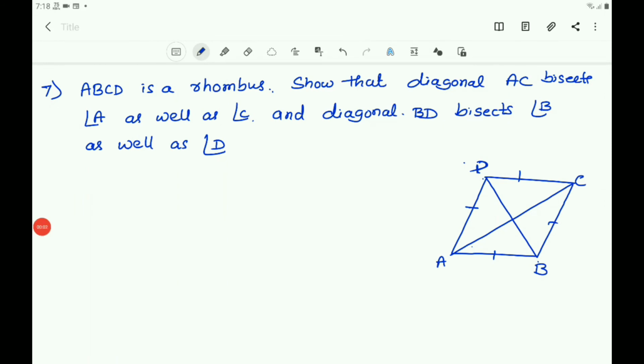Question number 7. ABCD is a rhombus. Show that diagonal AC bisects angle A as well as angle C, and diagonal BD bisects angle B as well as angle D. Now here you know that as ABCD is a rhombus, all the four sides are equal and diagonals bisect at right angles. Now you write that one. So let us have the solution.